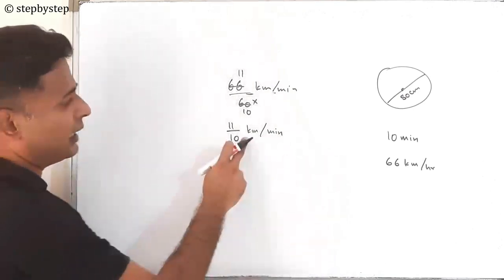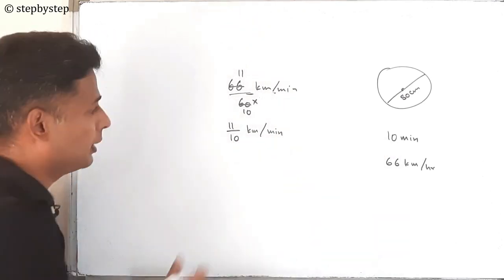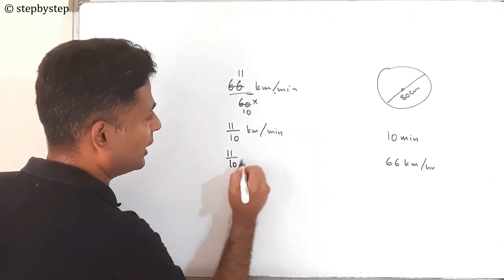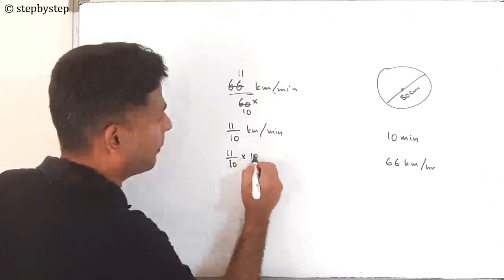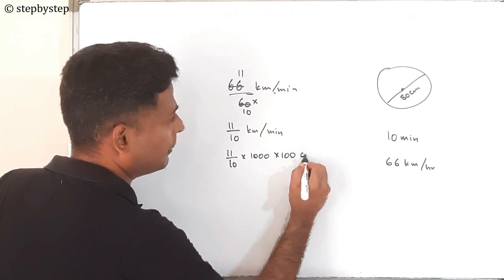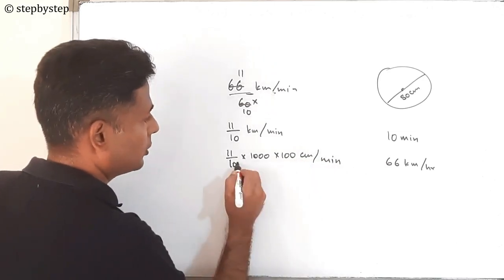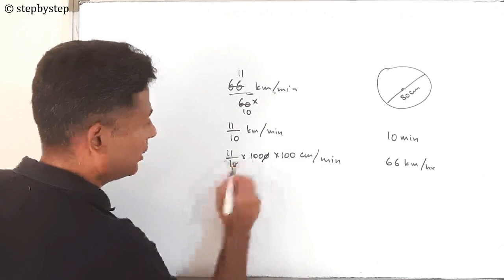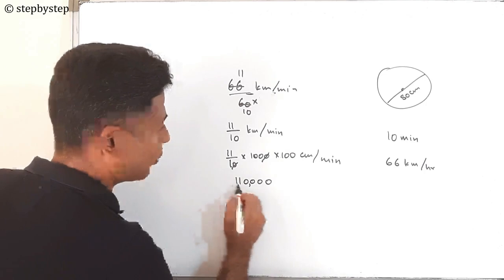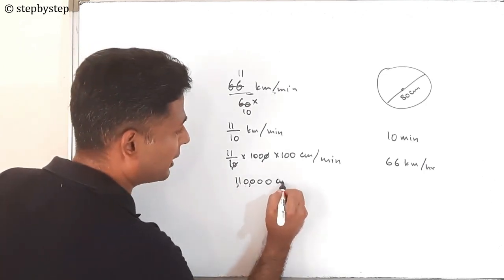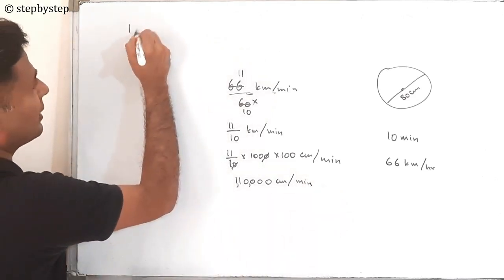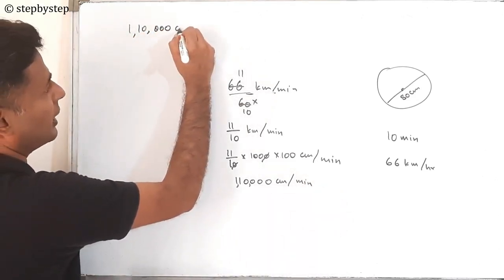Now we need to calculate how many centimeters it is traveling per minute. So how do we convert kilometer to centimeter? To convert it to meter, we need to multiply by 1000, and to convert it to centimeter, we need to multiply by 100. So this will be this many centimeters per minute. So 11 into 1, 2, 3, 4. So it covers 1,10,000 centimeters in 1 minute.